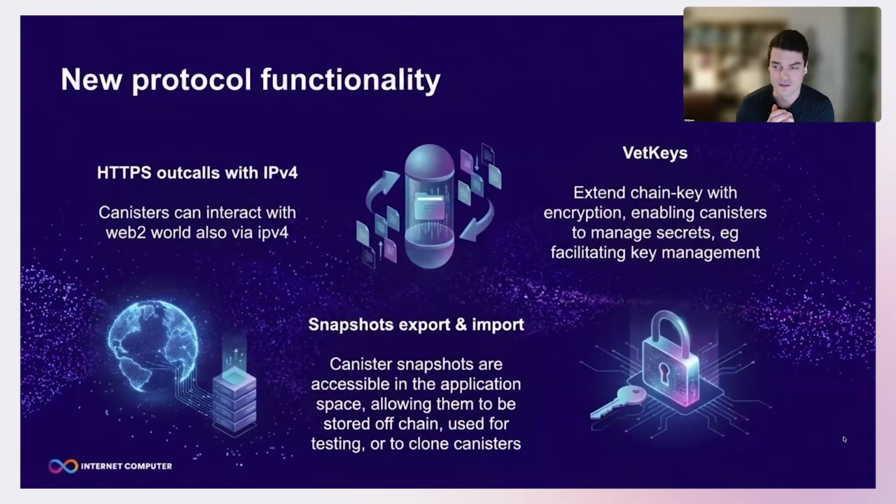And third, a big feature are vetKeys that launched this year, which extend the chain key functionality of ICP with encryption, enabling canisters to manage secrets, for example, to facilitate key management. We built an example of an end-to-end encrypted chat client that works with Internet Identity, and all the key management required for this is handled using these vetKeys. So it's a very powerful feature. Next slide, please.